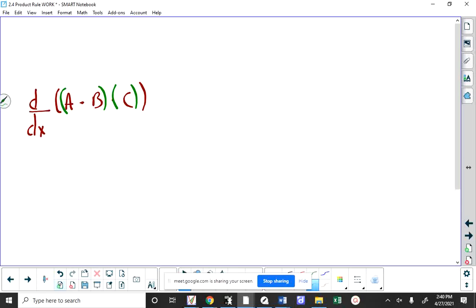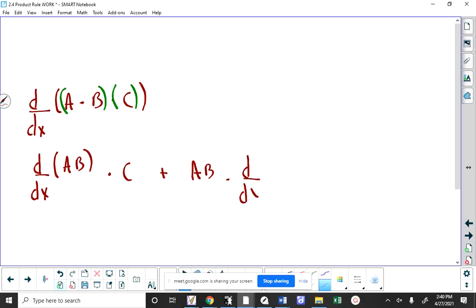Now, I'm going to show you a pattern here that we can develop. But if I applied the product rule to this, I would get the derivative with respect to x of the first times the second plus the first times the derivative with respect to x of the second. Does that make sense? Okay, but the derivative of AB is the derivative of a product.